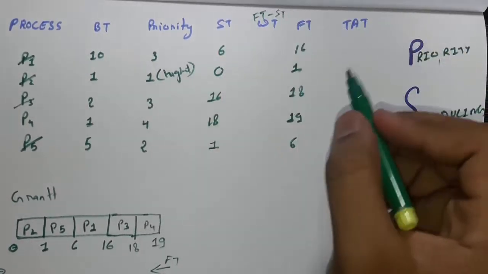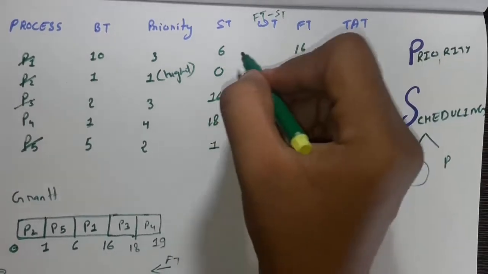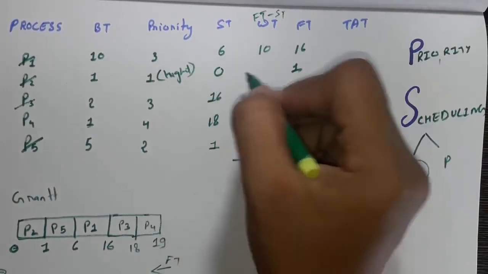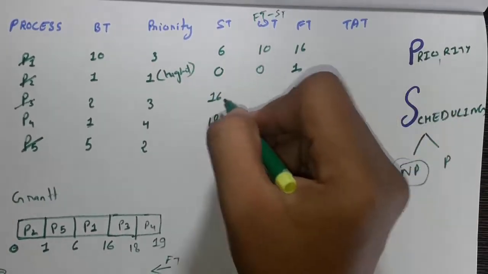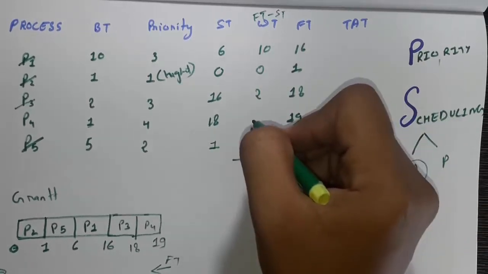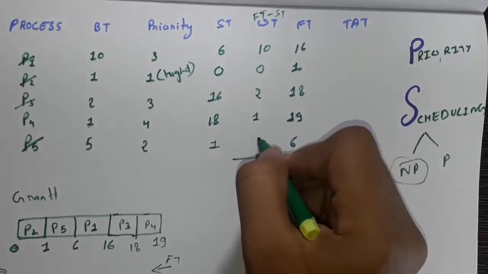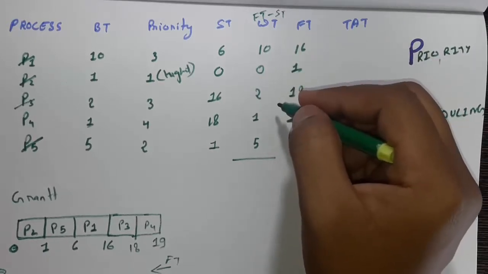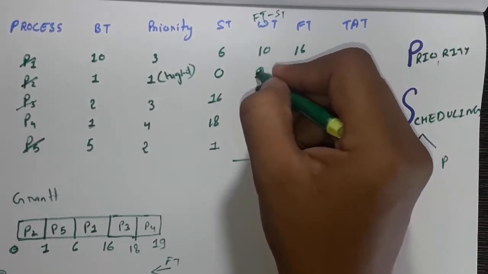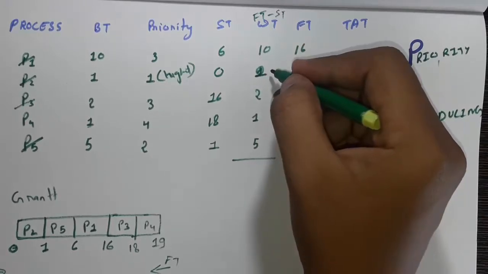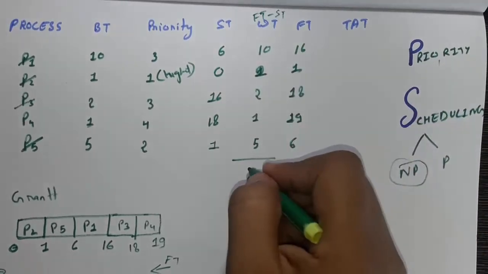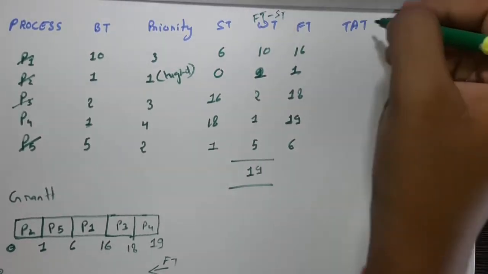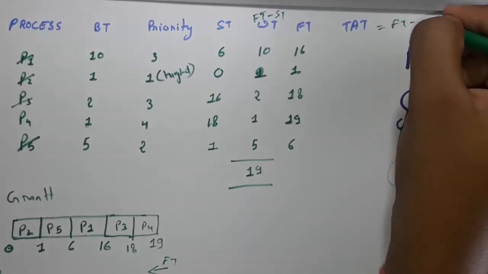Now you can find the waiting time by just subtracting. So 16 minus 6 will be 10, 1 minus 0 will be 1, 18 minus 16 will be 2, 19 minus 18 will be 1 and 6 minus 1 will be 5. Now to add these: 10, 11, 12, 13, 14, plus 5 will be 19. And now to find the turnaround time, the formula is finish time minus the arrival time.